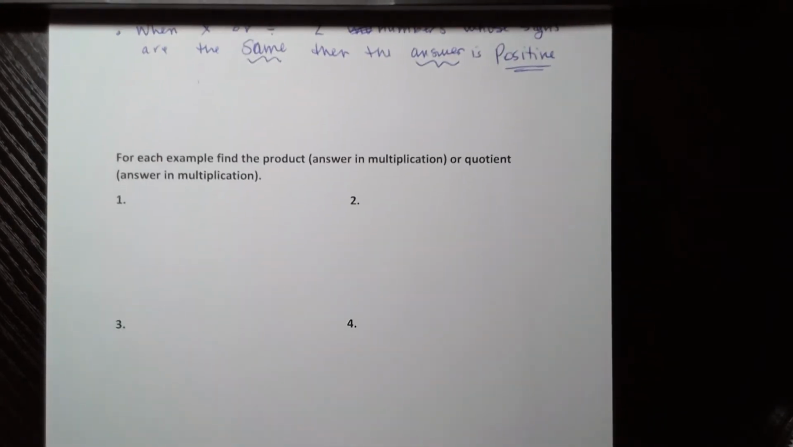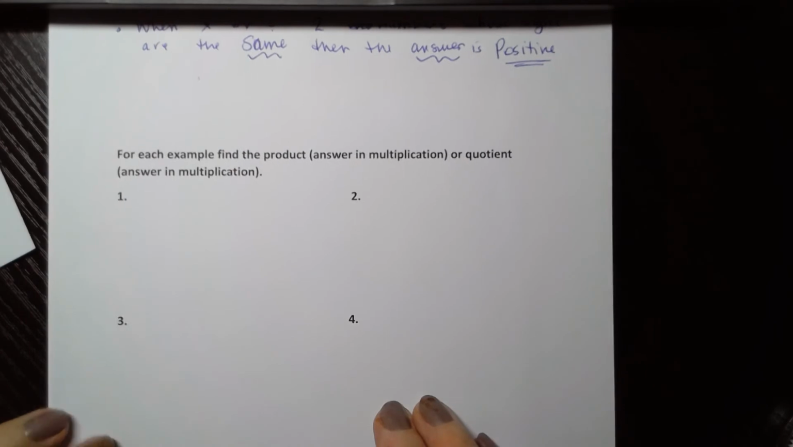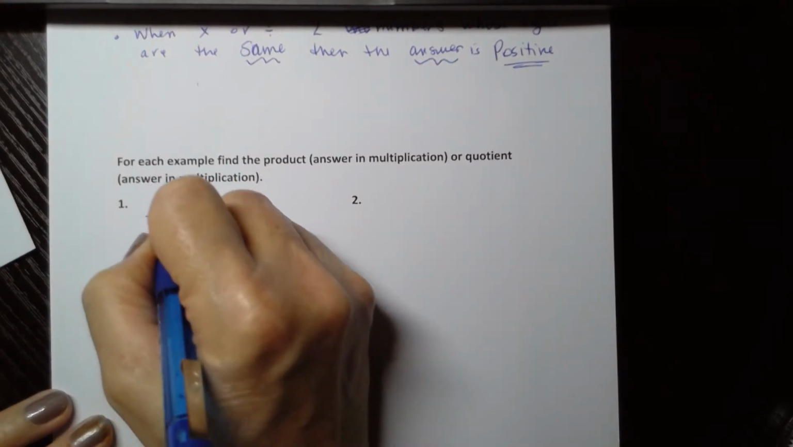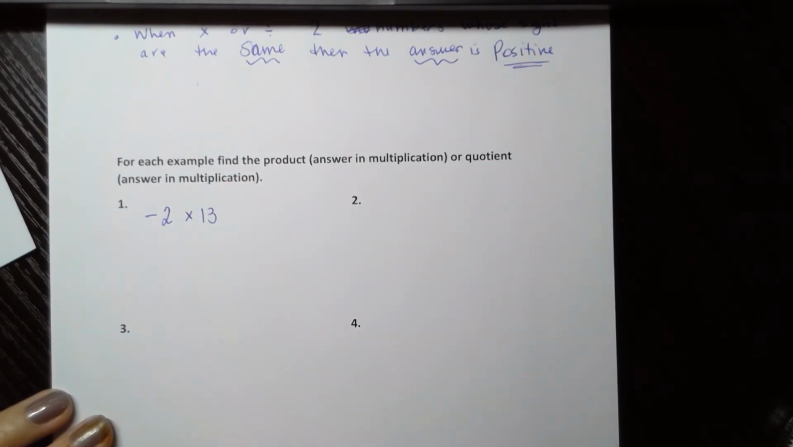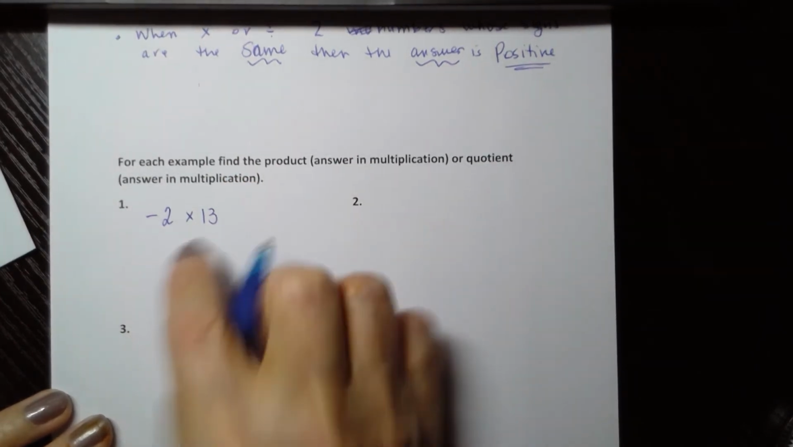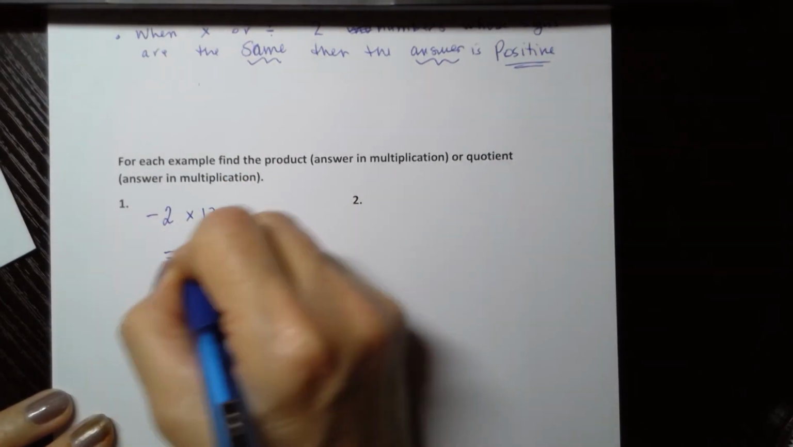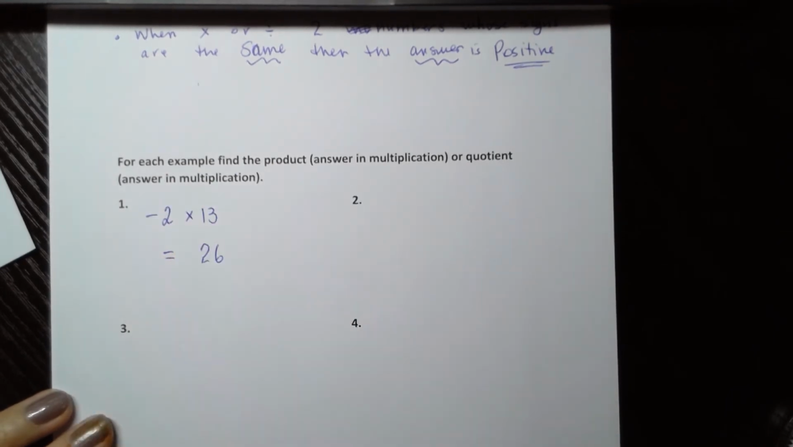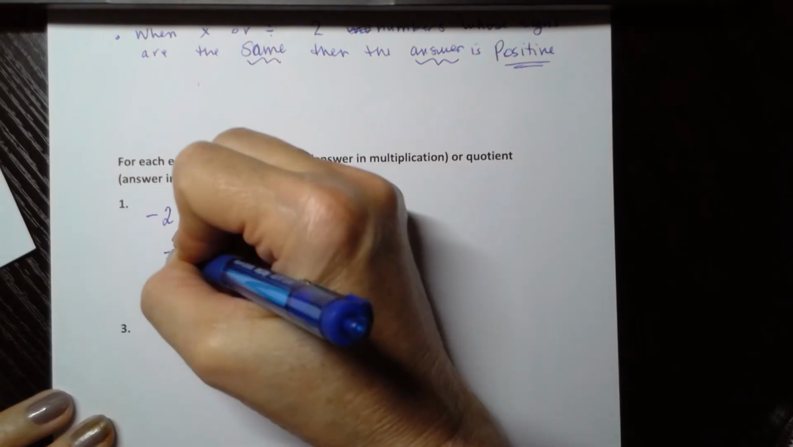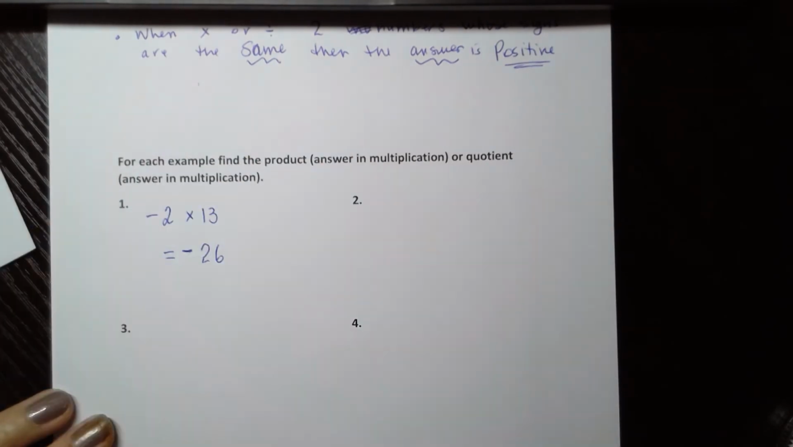So for each example, we're going to find the product, which is the answer in multiplication, or the quotient, which is the answer in division. So how about this one? Negative 2 times 13. So all I did was 2 times 13, which is 26. And the sign of the 2 is negative, and the sign of the 13 is positive, so the answer is negative because the signs are different.